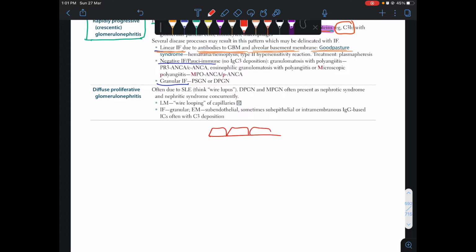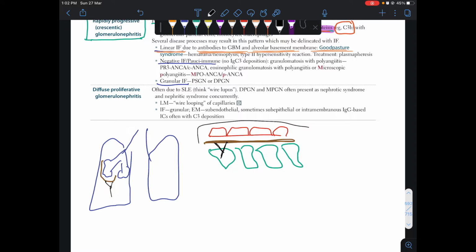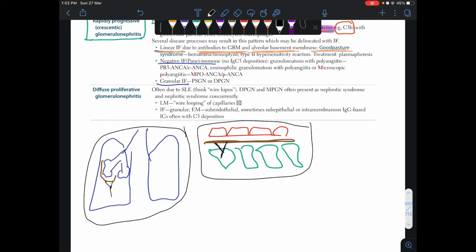These are the endothelial cells. We have the basement membrane under it and podocytes. The autoantibodies are against the glomerular basement membrane, and in lungs, these autoantibodies are against the alveolar basement membrane. If we take one alveolus, and this is the basement membrane, these autoantibodies also attack the alveolar basement membrane. Hence, patients present with nephritic symptoms and lung symptoms like hemoptysis and hematuria, especially hemoptysis.